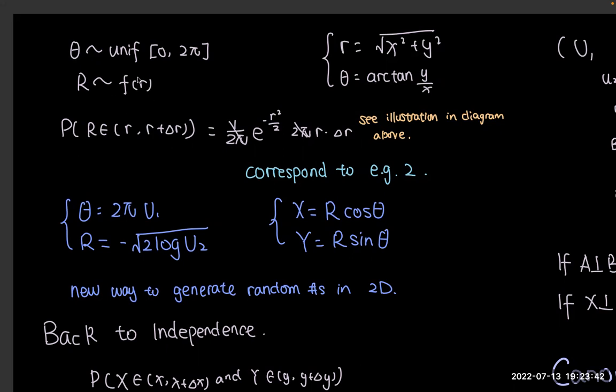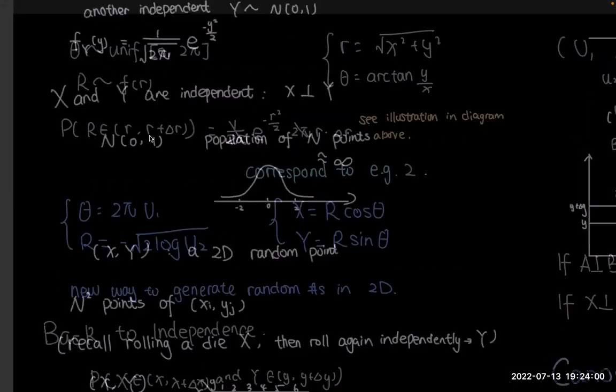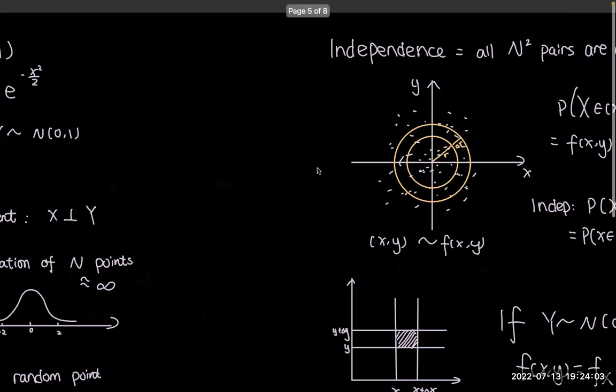Then we want to know the density f of r. The density of r is the probability that r is in a small range divided by delta r. So we want to calculate this probability: what's the probability that r is in this small range? What does it mean? If r is from r to r plus delta r, that means the points lie on this ring, where any point in this ring has a radius bigger than r and smaller than r plus delta r. So this defines a small ring.